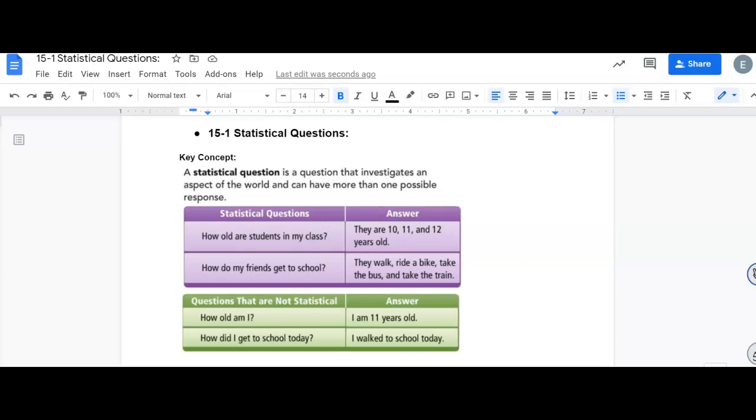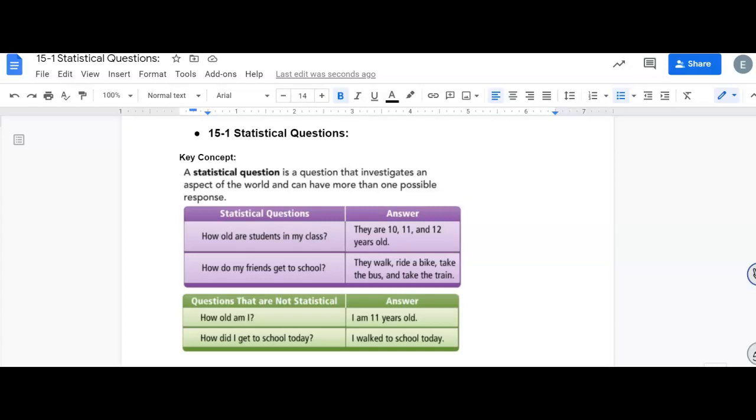Then, another question. How do my friends get to school? Great. How do your friends get to school? Bus. Skateboarding. They rode a bike. They ran. They took a train. Took a bus. I don't know. Whatever it is, we have more than one answer.